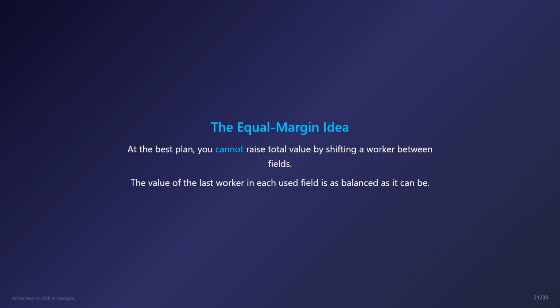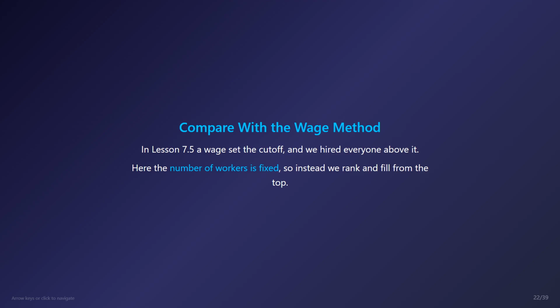The value of the last worker in each used field is as balanced as it can be. Contrast this with the wage method from lesson 7.5. There, a wage set the cutoff, and we hired everyone whose value cleared it. Here the number of workers is fixed, so instead we rank the slots and fill from the top.